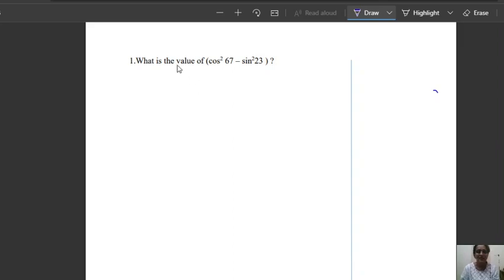Now, what is the value of cos square 67 minus sin square 23? Immediately you should check whether the sum is 90. Then 23 you can write as 90 minus 67. So let us write cos square 67 as it is. Now instead of 23 you can write sin square (90 minus 67). So what is sin square (90 minus 67)?